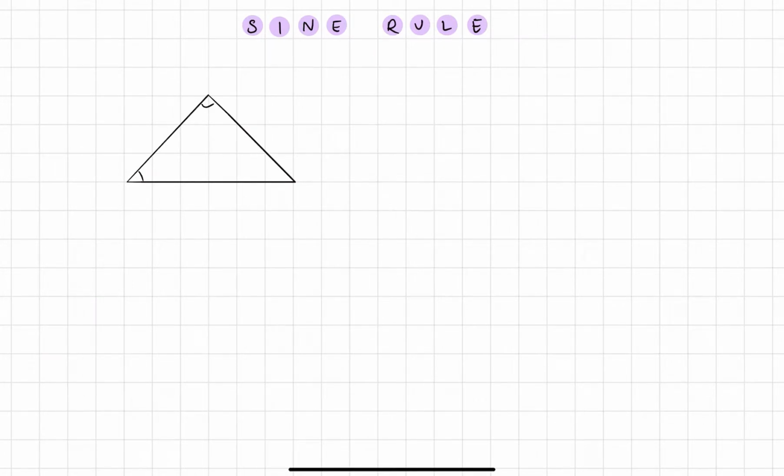There's also a proof of how to derive the sine rule, which I'm not gonna cover in this video. Maybe I'll do that in a later video. But for this one, I'm just gonna go over how to use it, okay?